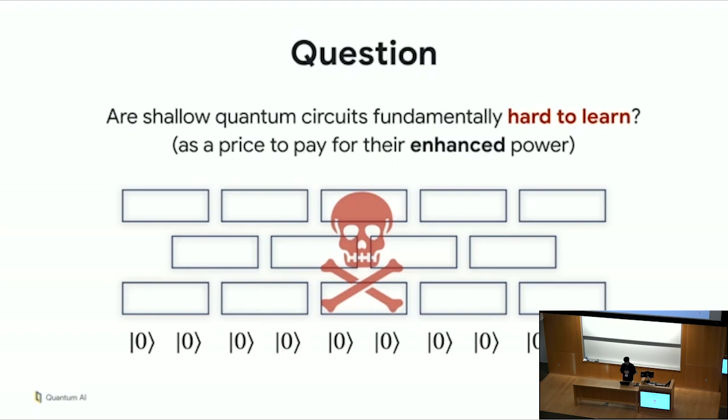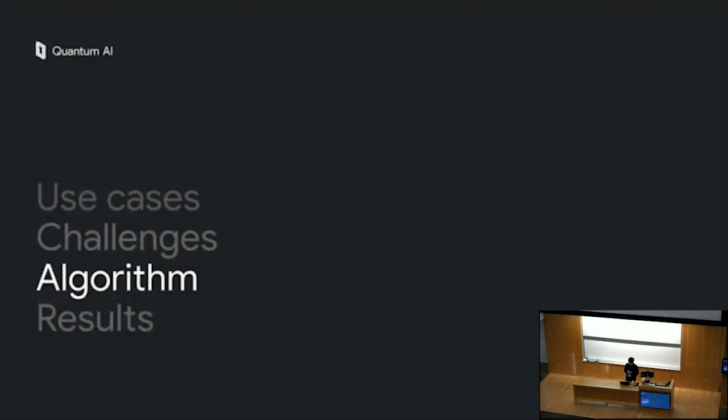But what I wanted to essentially do in the remainder of my talk is to show that the future of quantum neural networks is not as bleak as one might have originally thought. And we are going to show that the answer to this question is negative. It's no. They're not fundamentally hard to learn. And in fact, we can write down a very efficient algorithm for learning them. So for the remainder, I would like to present some of the key ideas behind our learning algorithm.